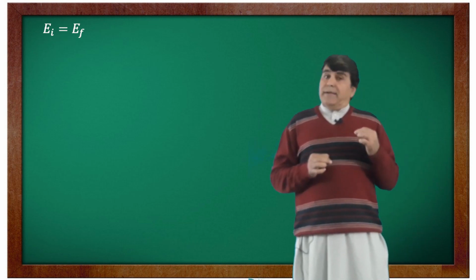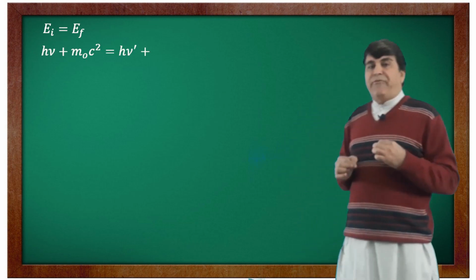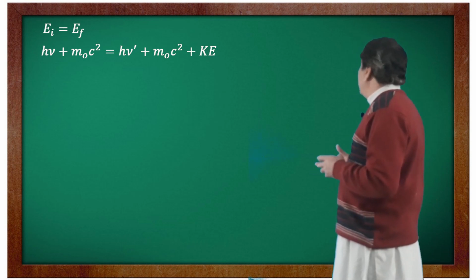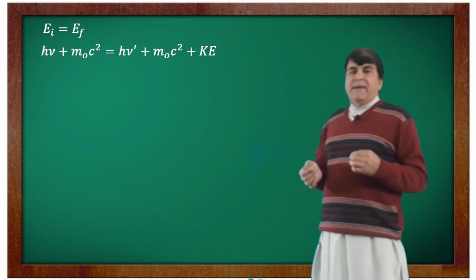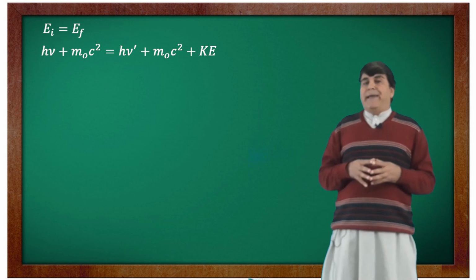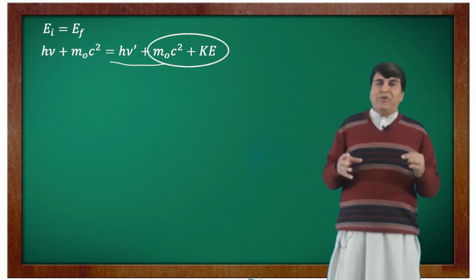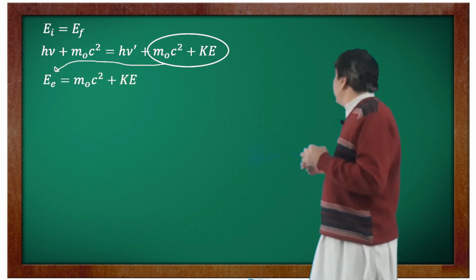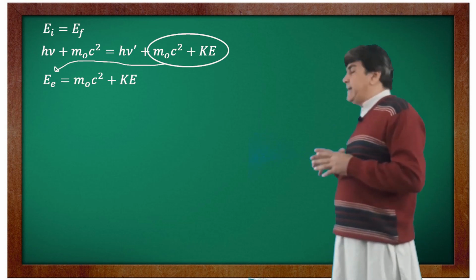So, applying the law of conservation of energy, the equation can be put into the form h nu plus m naught c square equals h nu prime plus m naught c square plus Ke, where Ke is the kinetic energy of electron. Now I can sum up the rest mass energy and kinetic energy, giving rise to the relativistic energy in the form E sub E, which stands for relativistic energy, equals m naught c square plus Ke.